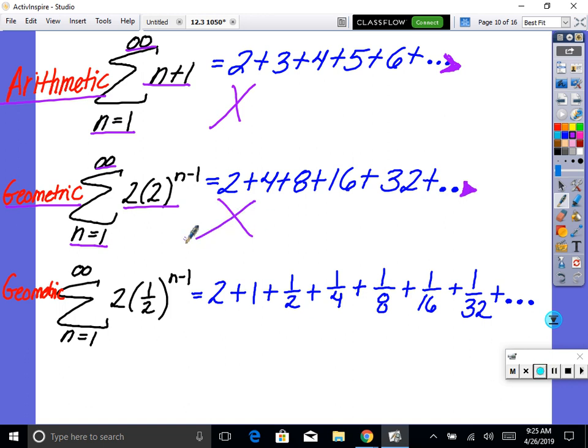But look at another example of a geometric infinite series here. We have the sum from 1 to infinity of 2 times a half raised to the n minus 1. So notice in this one, it is infinite, it goes on forever. But look what's happening. 2, now it's going to plus 1, plus a half, plus a fourth, plus an eighth, plus a 16th, plus 1 over 32, plus 1 over 64, plus 1 over 128, plus, and it's getting smaller and smaller, isn't it? Do you think we can or can't find a sum here?